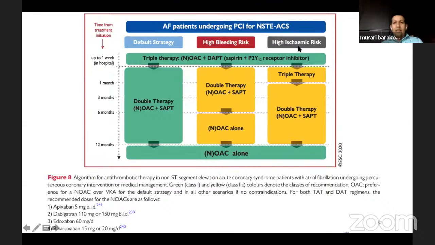And if ischemic risk is high, we can give up to 1 month of triple therapy, then we can drop off aspirin. And after 12 months, only NOAC is given. There is no need of aspirin, because the more time you give, the more likely bleeding will occur, and there is no added benefit.